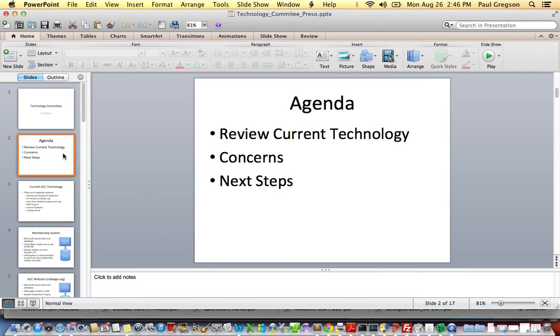First, start out with a review of the current technology, just in case anyone doesn't really know what the current technology is. Can summarize each of the different systems and then look holistically at the current technology. Then go over some of the concerns with the current technology, and then talk about potential next steps.